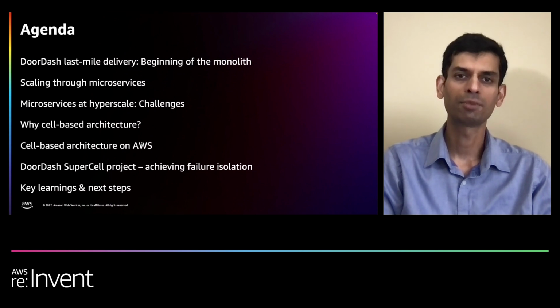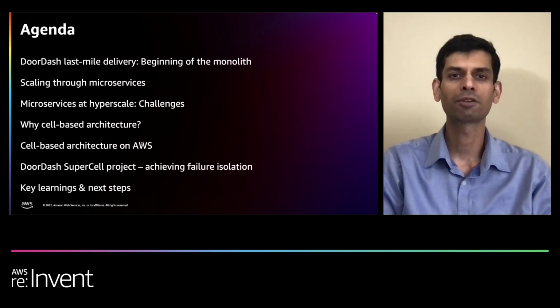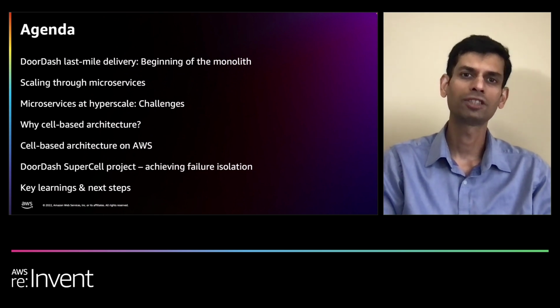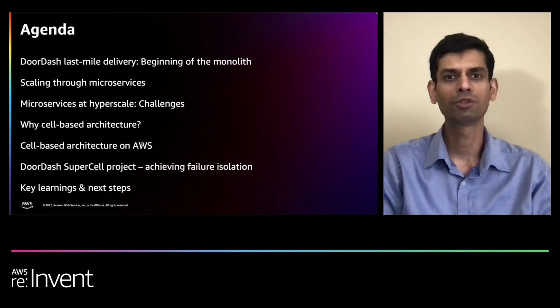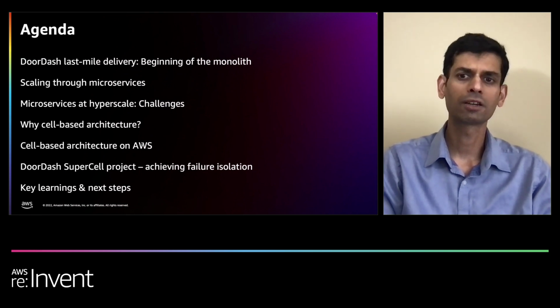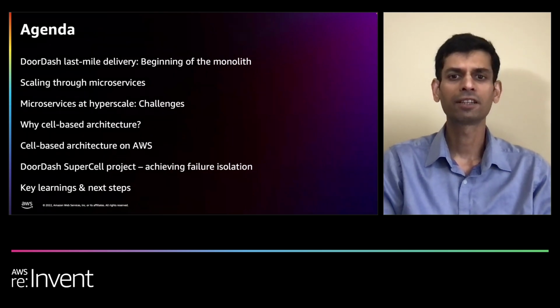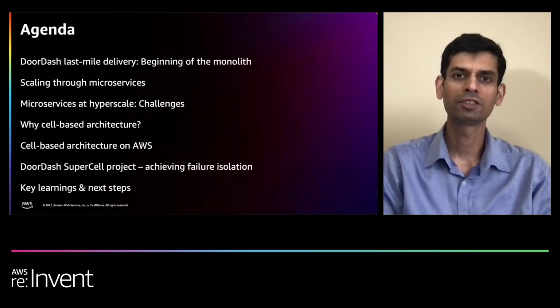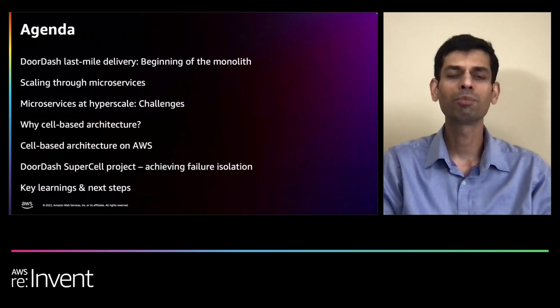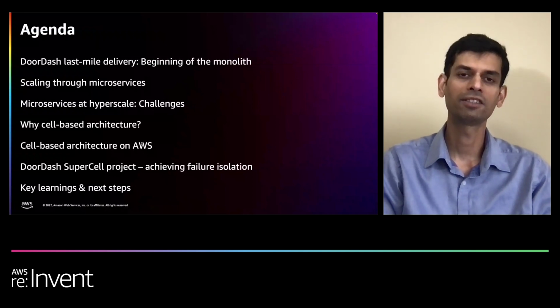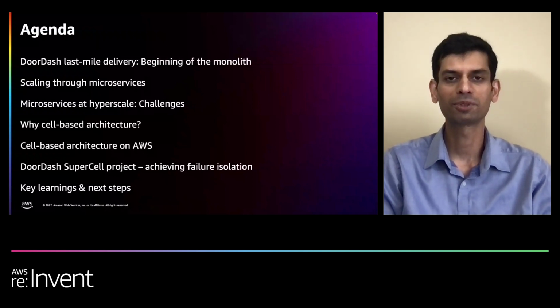We'll look at what hyperscale means, challenges of running microservices at hyperscale, and how cell based architecture helps in addressing those challenges. We'll also take a quick look at how AWS helps in that design. We'll then turn our attention specifically to DoorDash Supercell project, where they have implemented this architecture, and then end the session with some key learnings and next steps.